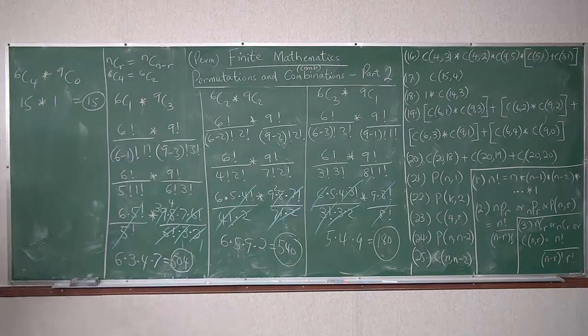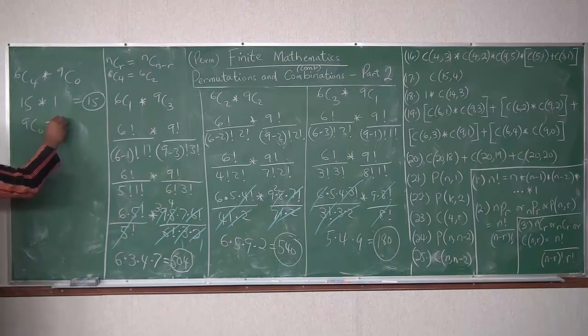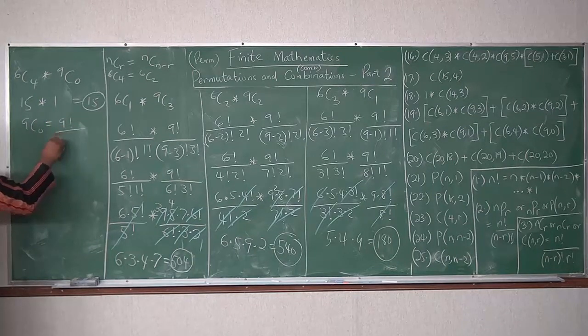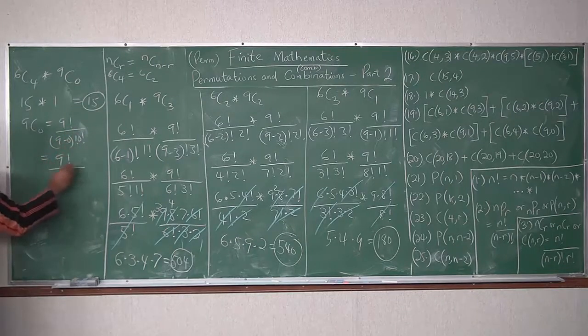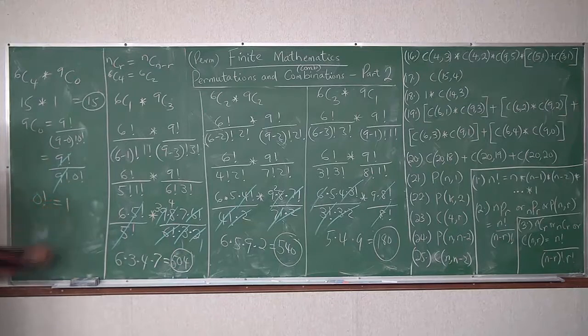Because 9 come 0 is 9 factorial over 9 minus 0 factorial, 0 factorial, which is 9 factorial over 9 factorial, 0 factorial. Okay? And 0 factorial is 1. So that is 1 over 1, which is 1. So let's now add it up.